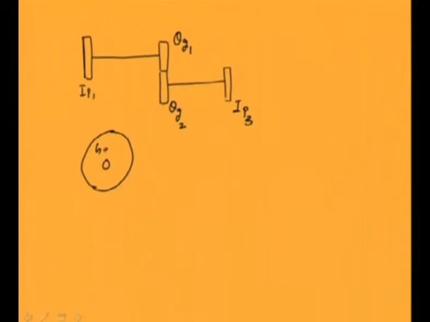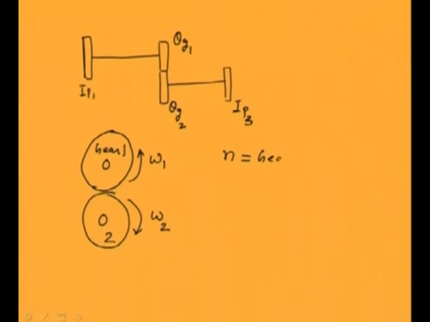This is gear 1 and this is gear 2, and let us say gear 1 is rotating with omega 1, and then gear 2 will be rotating with omega 2, and they are related by the gear ratio, that is omega 1 divided by omega 2.